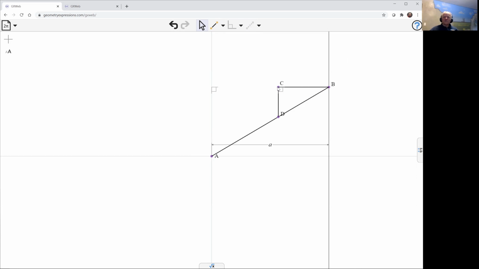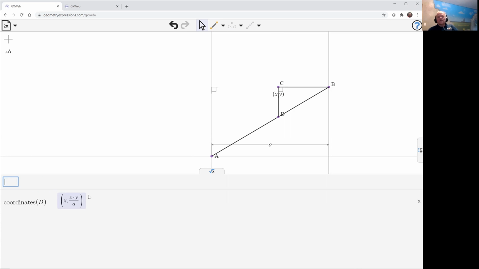So now C is the input to our mechanism. Now let's just call that XY. And D is the output. So we'll see how D changes things. So coordinates of, so we've transformed XY to X times Y over A.